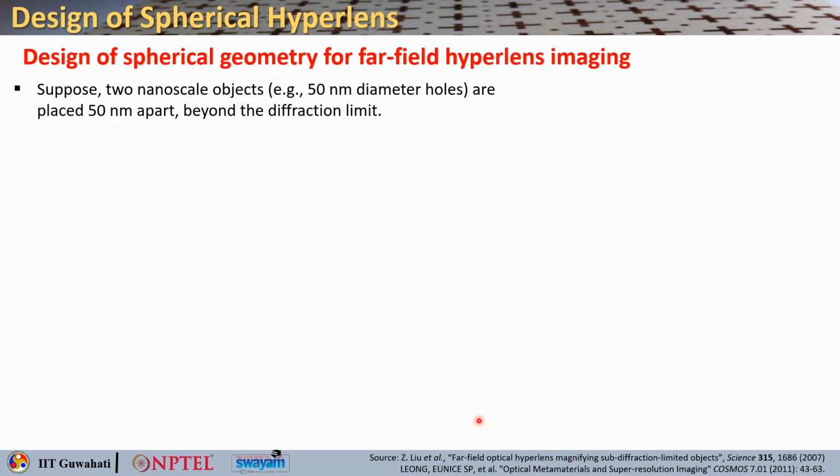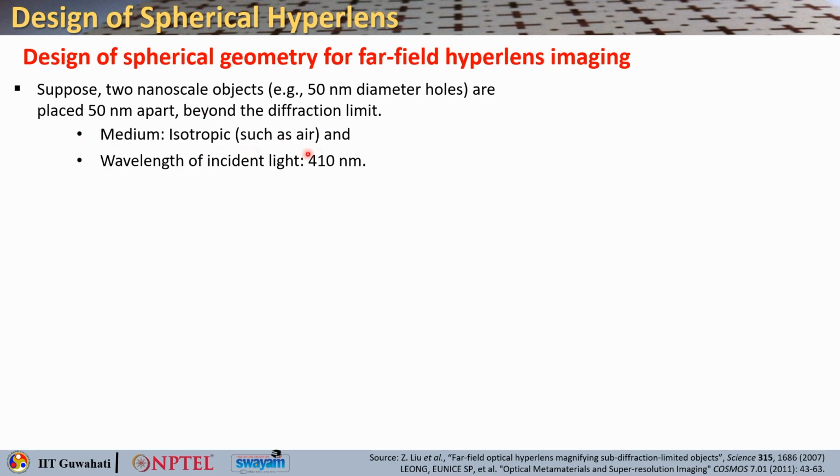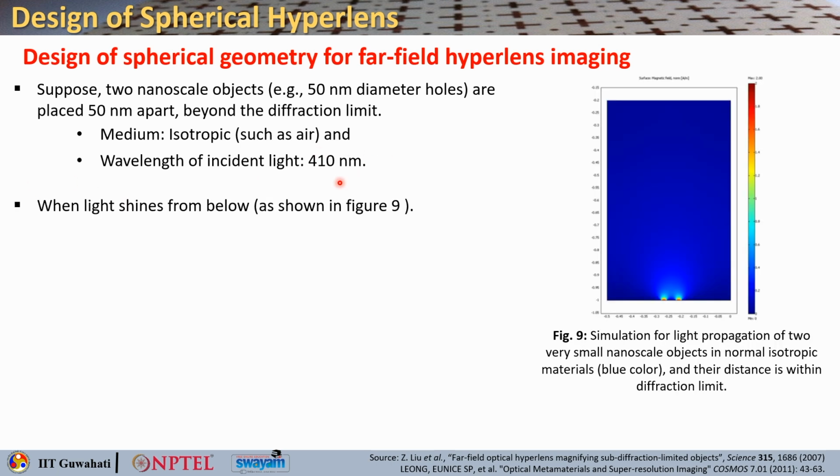So, suppose that we consider two nanoscale objects, for example 50 nanometer diameter holes, which are also placed 50 nanometer apart. These are beyond the diffraction limit, right. Here let us see why we need the spherical geometry of hyperlens and the problem in an isotropic medium with this kind of consideration. First, we are considering the medium to be isotropic such as air. The wavelength of the incident light is considered to be 410 nanometer.